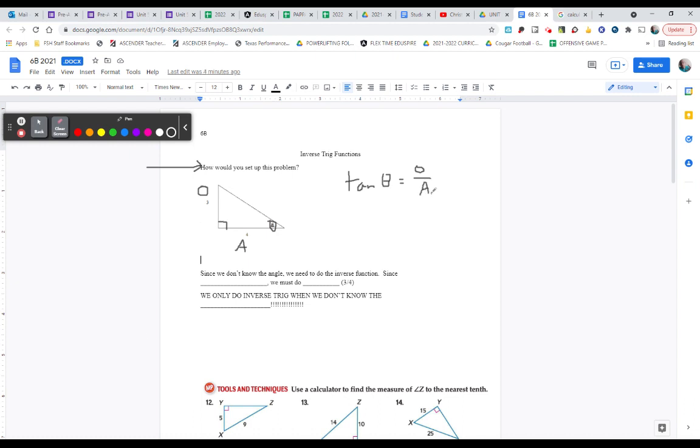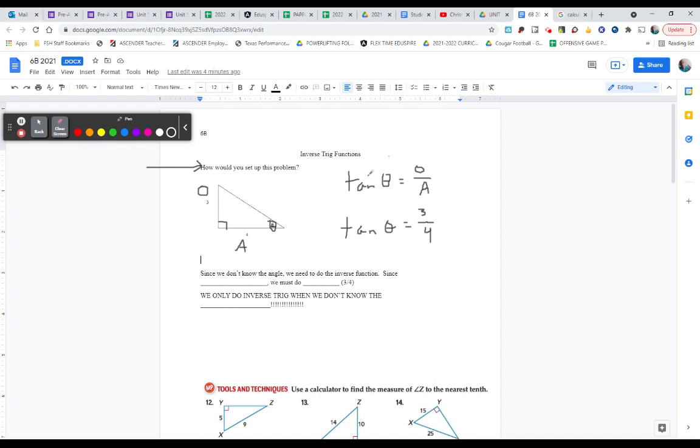Now when we substitute this in, we end up with tan of theta equals 3 over 4. Now we need to find the angle. The angle is the thing that's missing. So we have both sides and we're missing the angle, as opposed to the other ones where we had an angle and were missing a side. Here we have two sides but no angle.